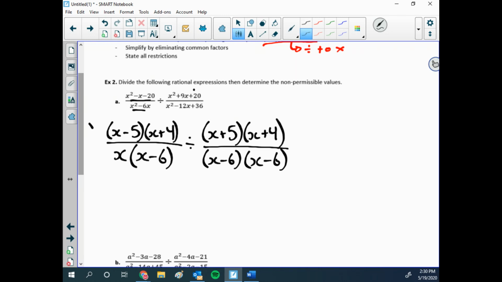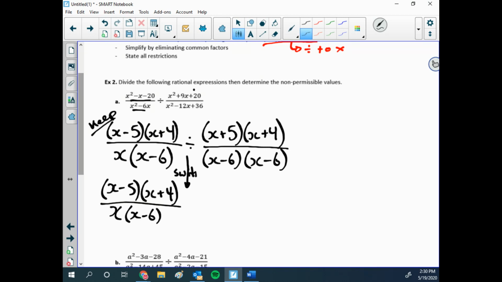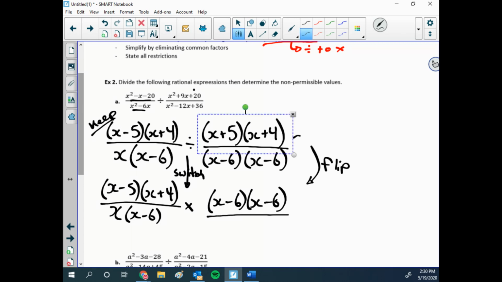So first thing I've got to do is keep this fraction the same. So I'll write that down here: x minus 5, x plus 4, x minus 6. I'm going to switch this to a multiplication sign, and I'm going to flip this. So this would be x minus 6 on the numerator, because I'm flipping this whole thing, and then x plus 5, x plus 4 on the denominator.